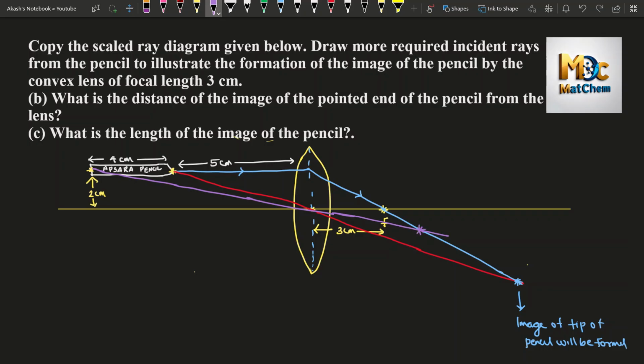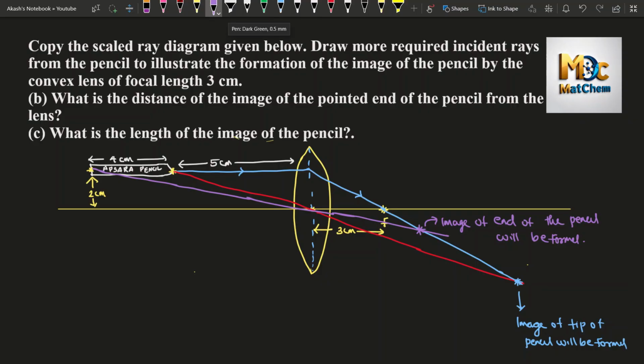So here, what will happen? Here you will get the image of the end of the pencil. Image of the end of the pencil will be formed. Okay, this is the case. Fine. So we will be obtaining the image. How will the pencil look?